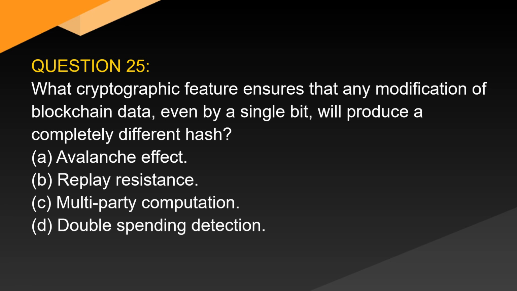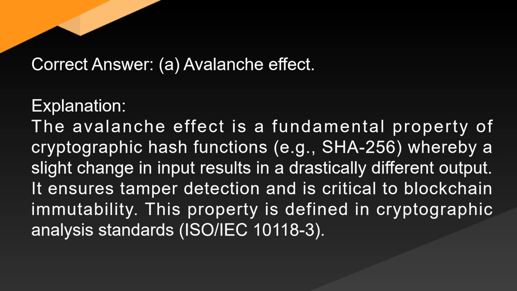What cryptographic feature ensures that any modification of blockchain data, even by a single bit, will produce a completely different hash? A. Avalanche effect. B. Replay resistance. C. Multi-party computation. D. Double spending detection. Correct answer: A. Avalanche effect.